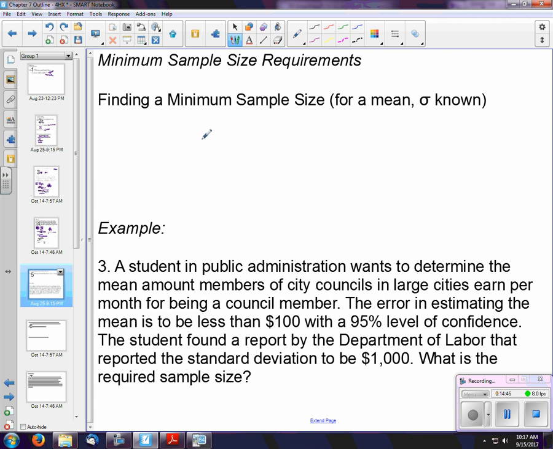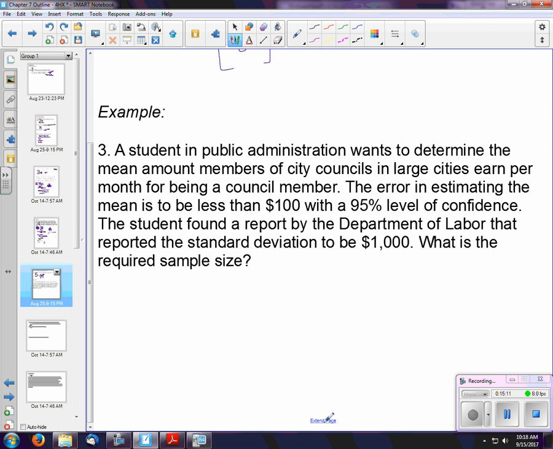So if you want to know before you even begin what's the requirement, you can use the equation n equals, it's going to look very similar here, z-score times sigma over E, all to the second power. Now the z-score you can calculate whether you do it in the calculator or using the table. It's entirely up to you. So let's take a look at how we would do this.